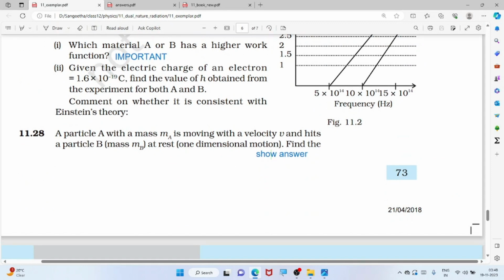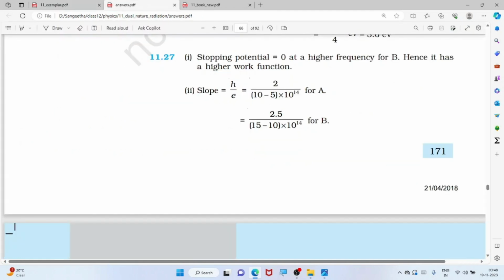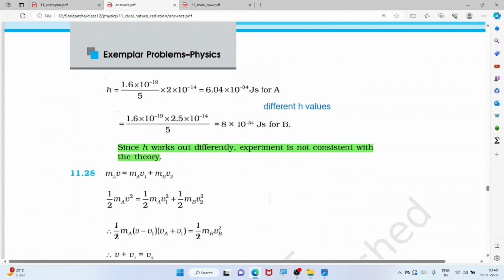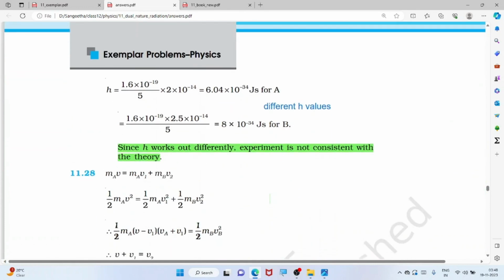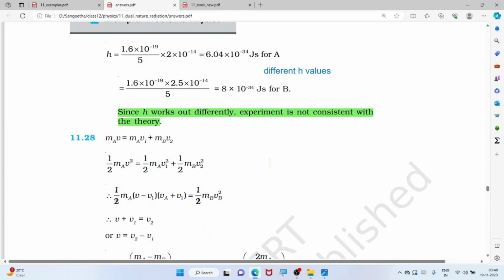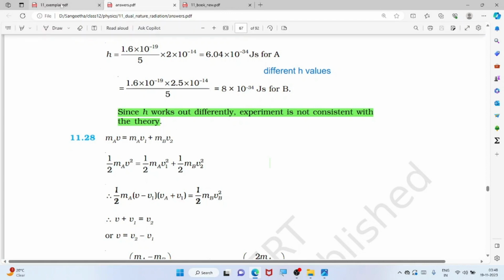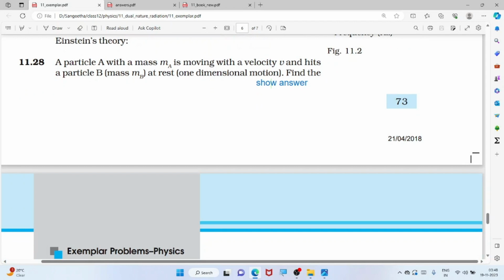Given the electric charge of the electron, find the value of h. So you have to find Planck's constant. h by e is the slope. From the curve, the slope is this. Then h equals e times the slope. Since h works out to be different for A and B, the experiment is not consistent with the theory. Planck's constant should be the same.